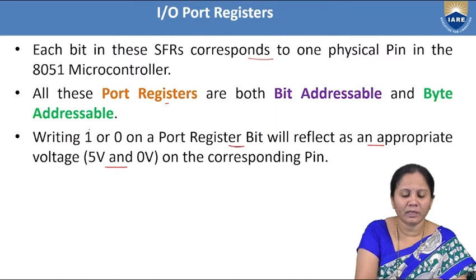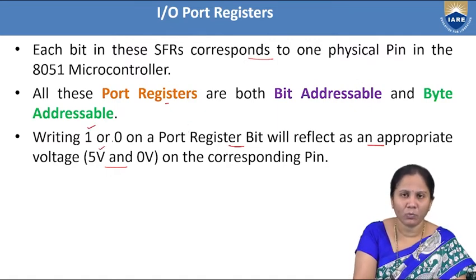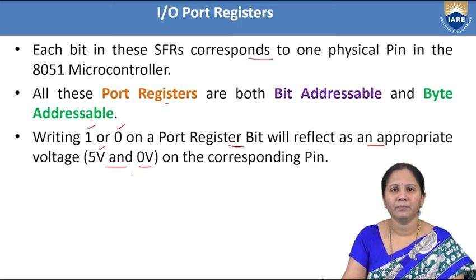That means if we write the value 1 onto the port pin, it indicates 5 volts. If we write a value 0 onto the port pin, it indicates 0 volts.